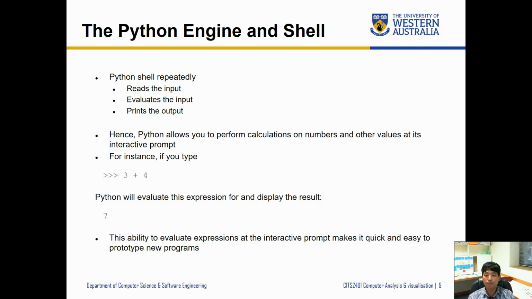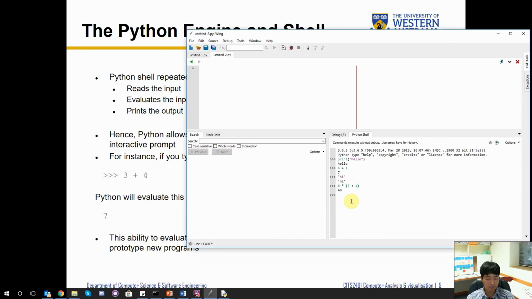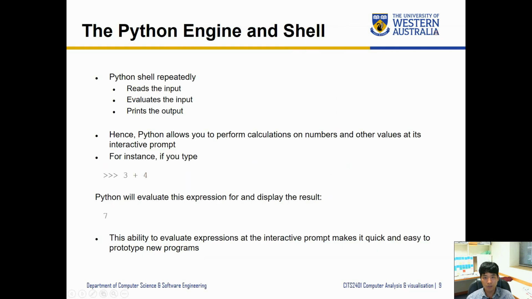Okay, so Python allows you to perform calculations on numbers and other values at its interactive prompt. So we just tested this before. We add calculations. It's going to directly interpret the answer and return it back to you. Okay. So this way you can quickly check things or confirm that your code is working or not as well. Okay. So that's the basics of the Python engine and the Python shell.